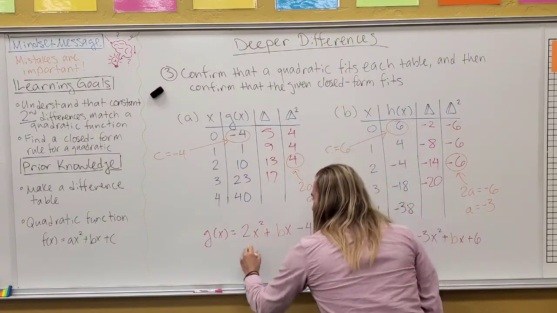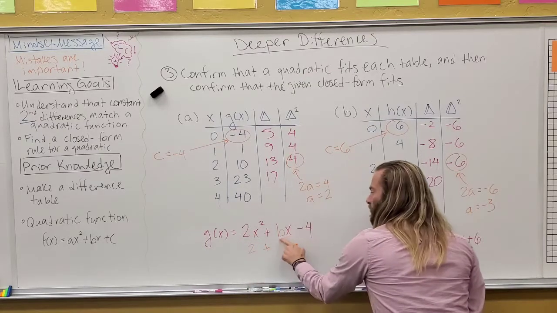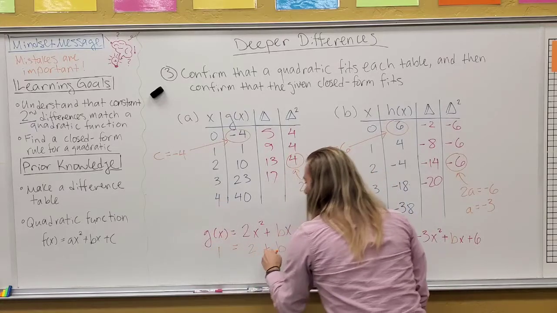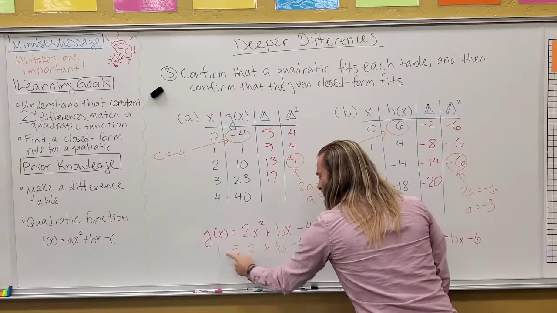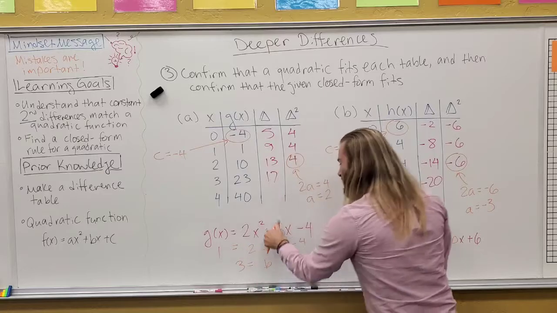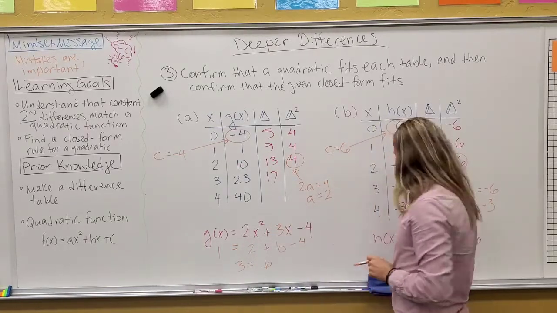But if x is 1, this becomes 2 times 1 squared, so it just becomes 2 plus 1b, so 2 plus b minus 4 equals, and remember that gives an output of 1. And so if I add 4 here, that makes 5, and if I subtract 2, I get that b equals 3. And that is exactly the b value that we had stated before.